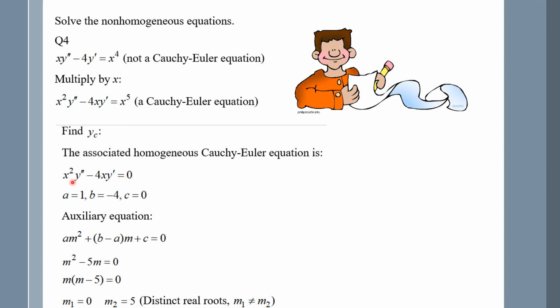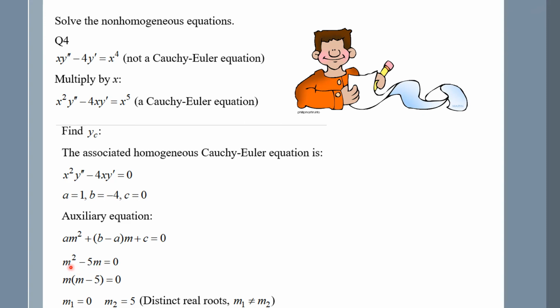Next, we are going to form the corresponding auxiliary equation. This is the auxiliary equation, and we need to find out the values of a, b, c. A equals 1, b is negative 4, and c equals 0. The y term is missing because the constant c equals 0. So if a equals 1, the first term will be 1m squared, and b minus a is negative 4 minus 1, that gives us negative 5 multiplied by m, and c equals 0. So this is the equation that we've got: m squared minus 5m equals 0.